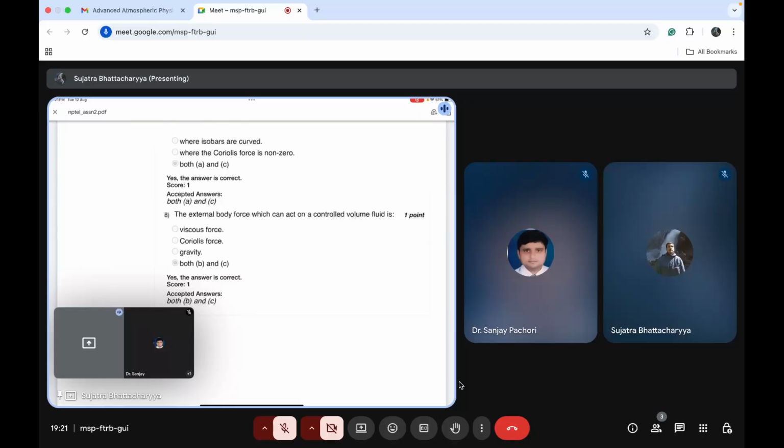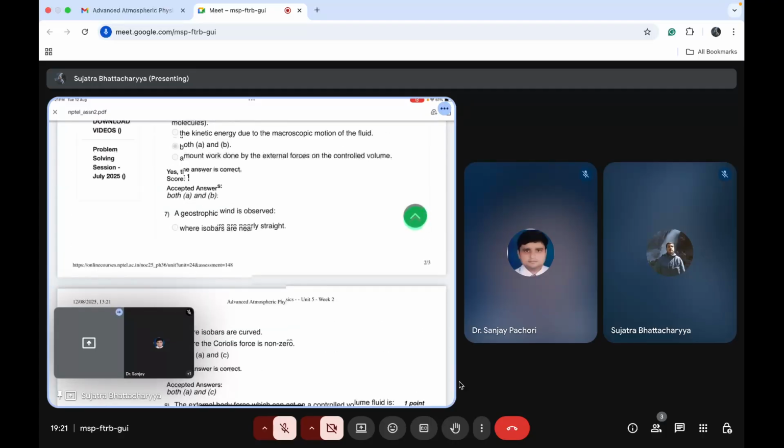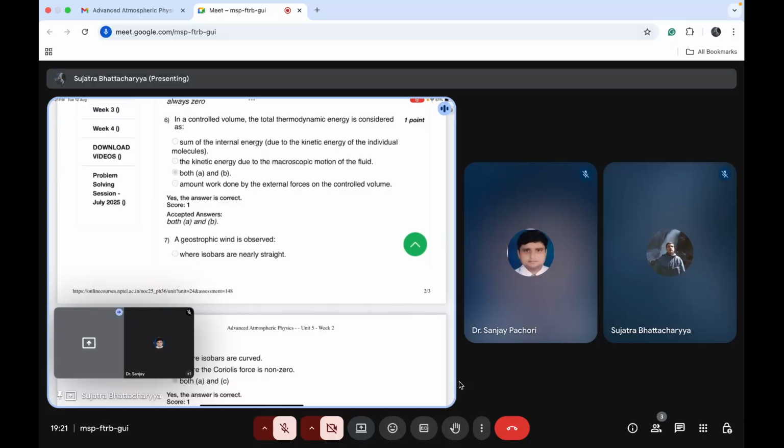External body force is only Coriolis and gravity. Viscous force is a surface force again. So B and C are the correct options. So these are all simple one-liners based on previous knowledge. What we have done so far is that we have seen the assignment questions, we have discussed the one-liners, and we have solved the numerical problems. Now we will come to this total thermodynamic energy.